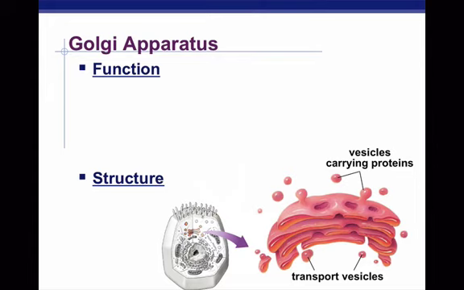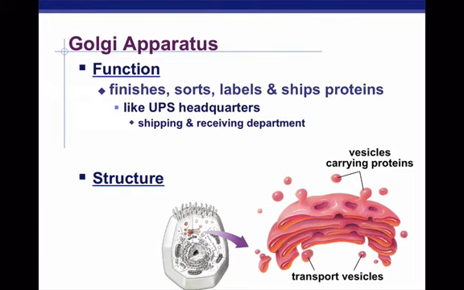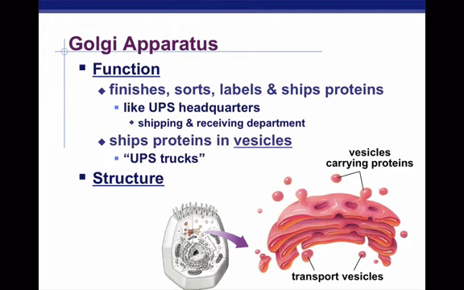So the Golgi apparatus is the next one, and its function is to finish, sort, label, and ship proteins. It's like the UPS headquarters, the shipping and receiving department. So it ships proteins in vesicles. They're like the UPS truck. So I've got my little package, it's my protein, and I need to ship it to my grandma's house. Well, in this case, it's going to ship it outside the cell.